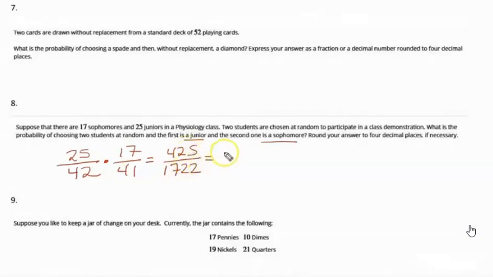And then figure out what would your decimal be here to 4 decimal places. 0.24680. And again, rounding it to 4, it's just this. So again, if you're catching on, the conditional part is that there's no replacement. So you have fewer to choose from. Let's go on again.